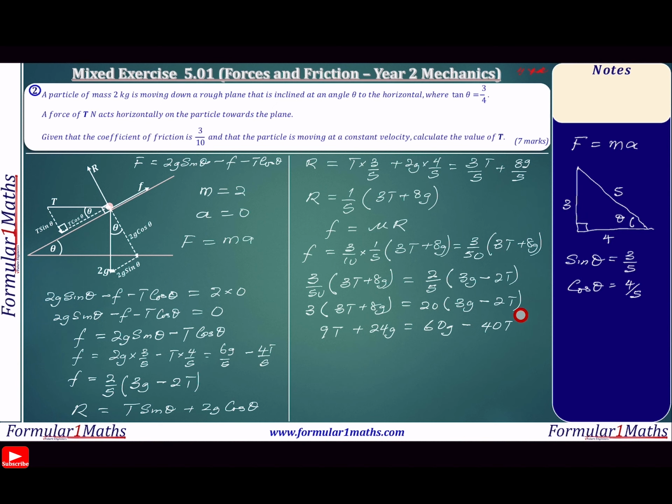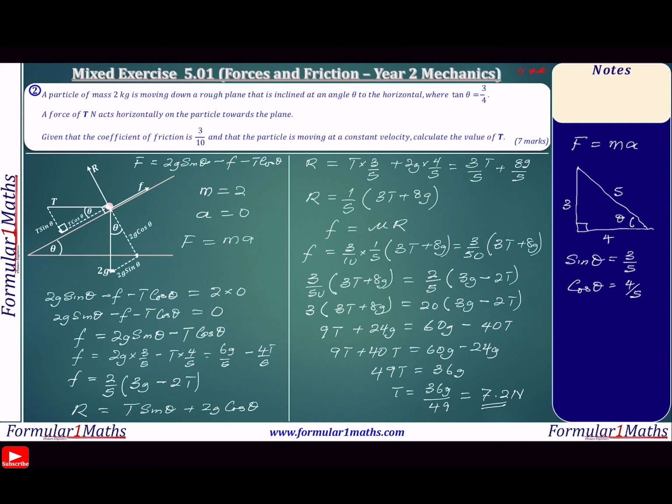I can now solve for T by taking minus 40T to this side and plus 24g to that side. And I'm going to get 9T plus 40T is equal to 60g minus 24g. That will be 49T is equal to 36g. So T will be equal to 36g over 49, and that will give me 7.2 newtons. And that is the value required for T.